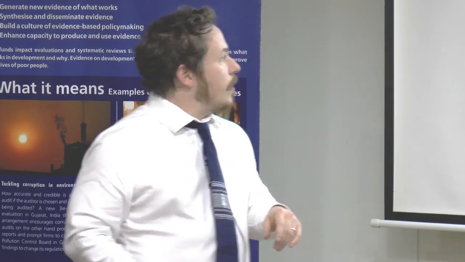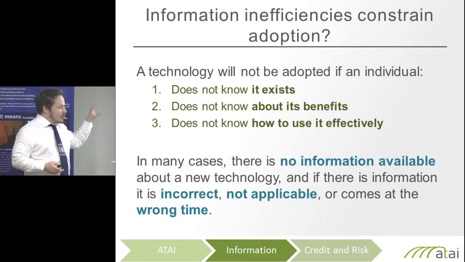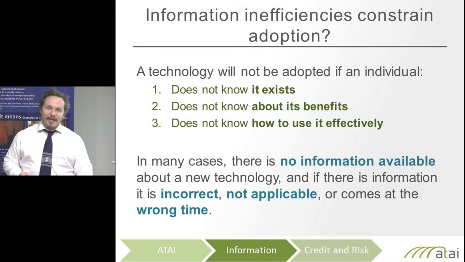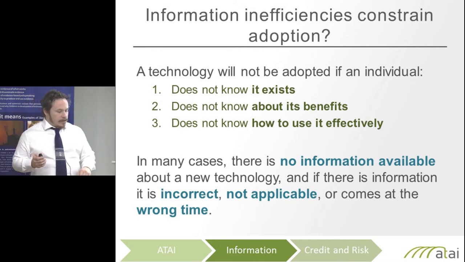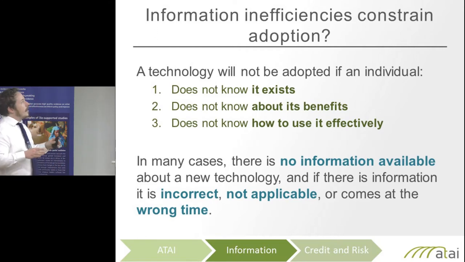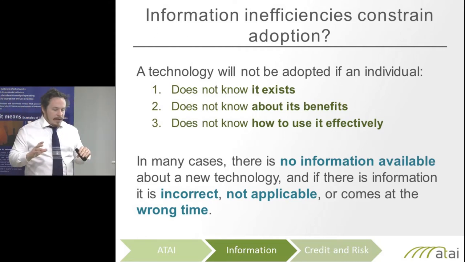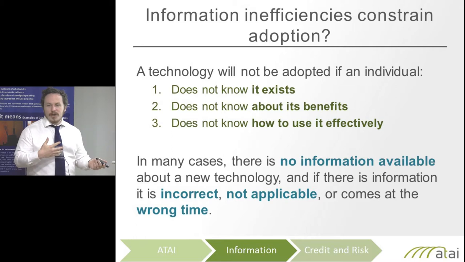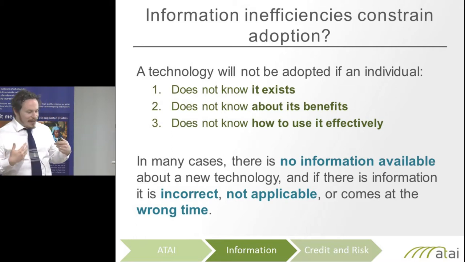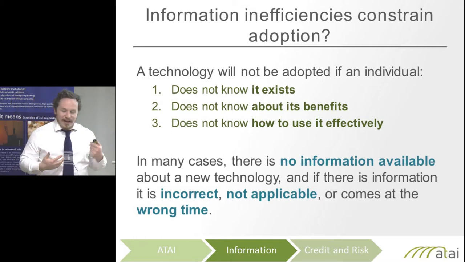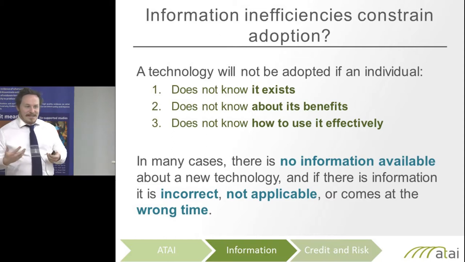So continuing on, now I'm actually going to move in and start talking about the policy lessons, given all of that. So the first thing I'm going to talk about is information inefficiencies. Why might an information inefficiency reduce your ability as a farmer to adopt a new kind of technology? So I think of this as the what, how, and why list of technology.